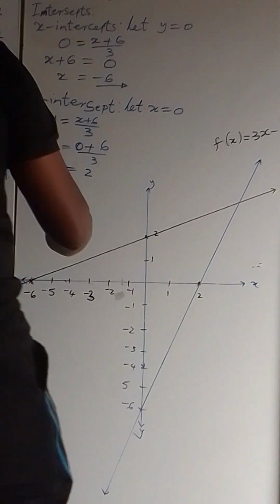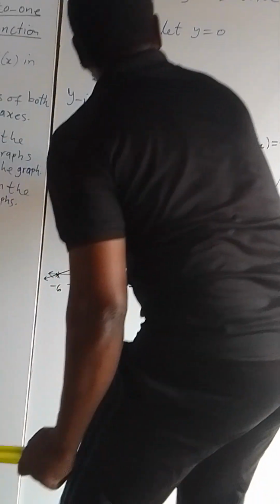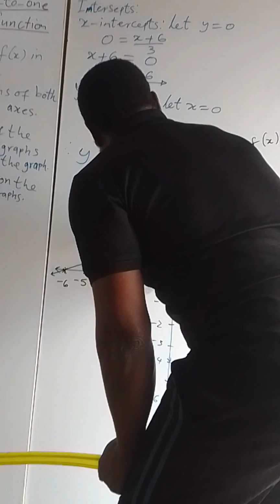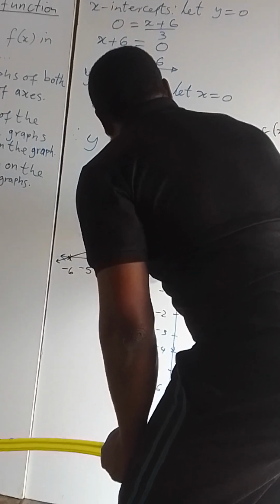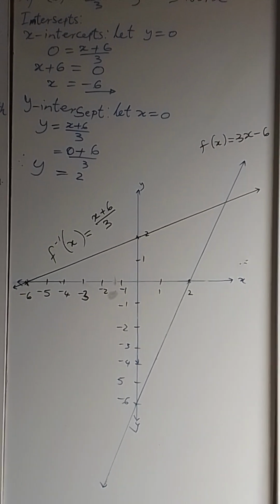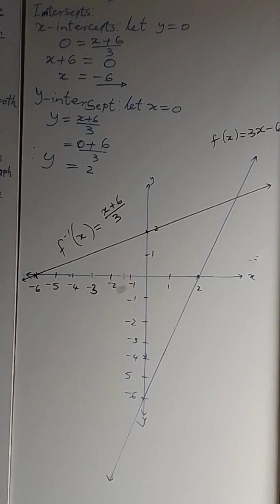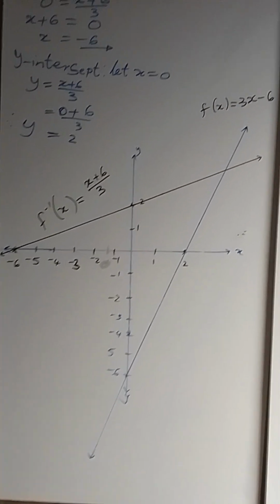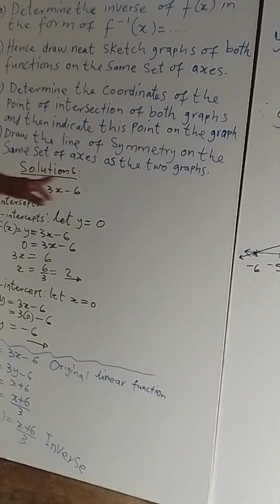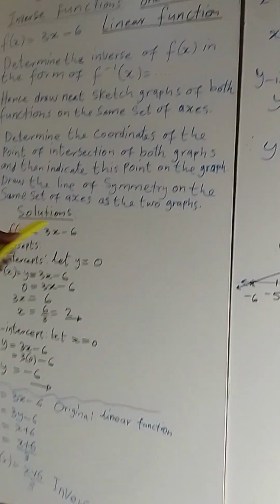Then this is the inverse function of f: f inverse of x is equal to (x plus 6) over 3. Now B says, hence draw a neat sketch of both graphs on the same set of axes. We are done with B. Then C says, draw the line of symmetry on the same set of axes as the two graphs.